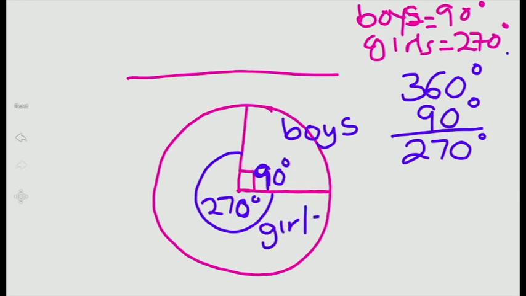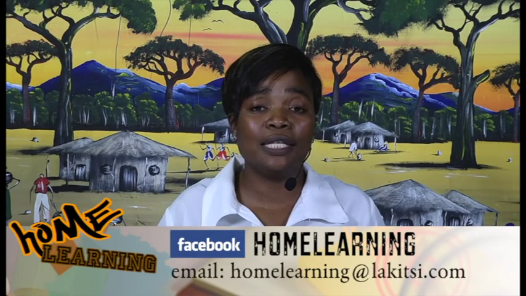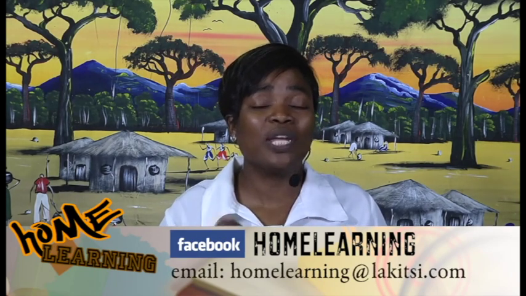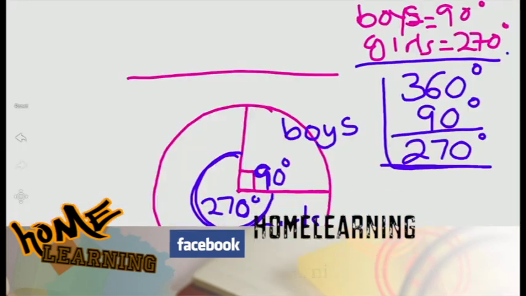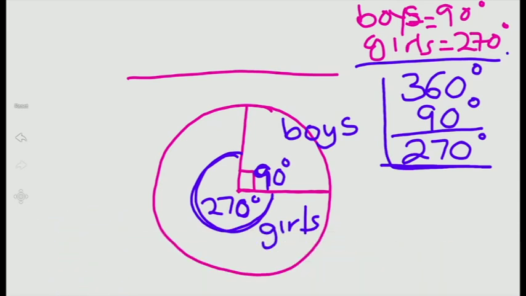Please don't forget to label your diagrams. Your teacher must see that the 270 is for the girls and the 90 degrees is for the boys. We are now able to construct pie charts. We have to first start by calculating those sector sizes. We cannot draw a pie chart without knowing the sector sizes of those particular things that you are calculating.